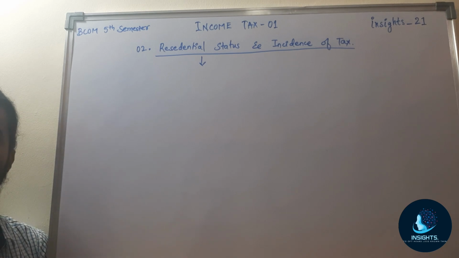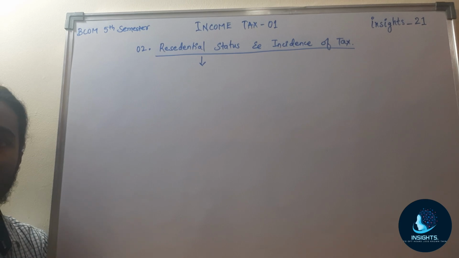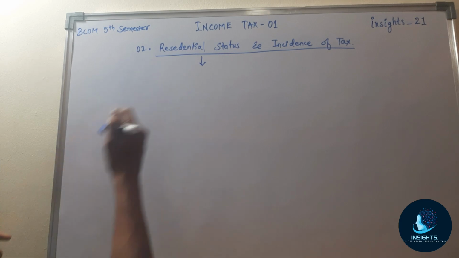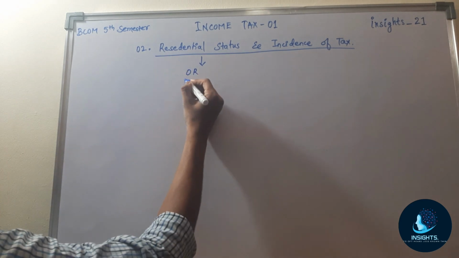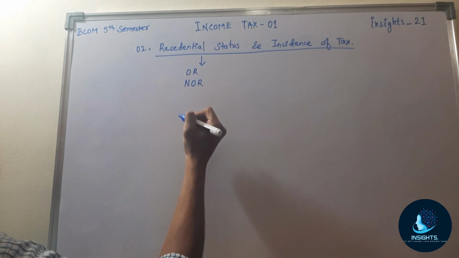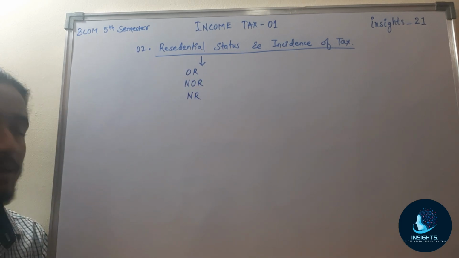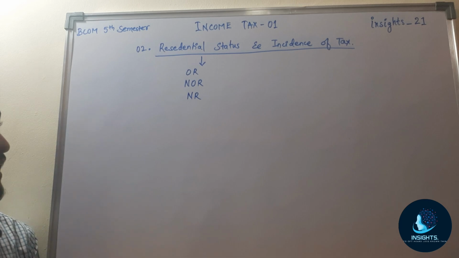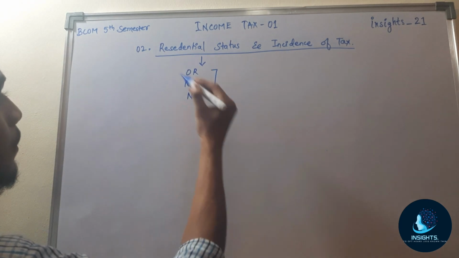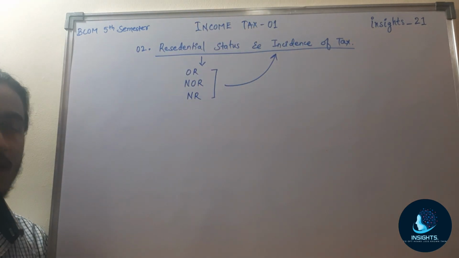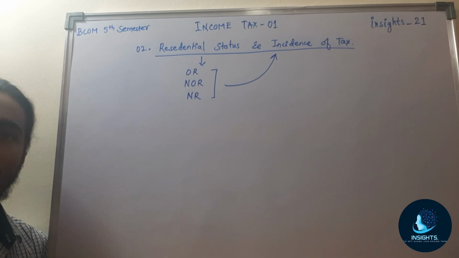Before starting, I would like to give you a basic introduction regarding this chapter. When it comes to residential status, there are three types: ordinary resident, not ordinary resident, and non-resident. These are the three types of residential status, and we will see how the tax will be affected by the residential status of a person or an individual.